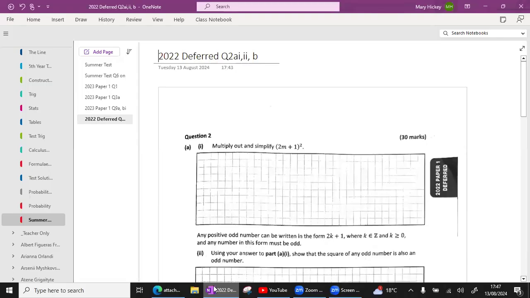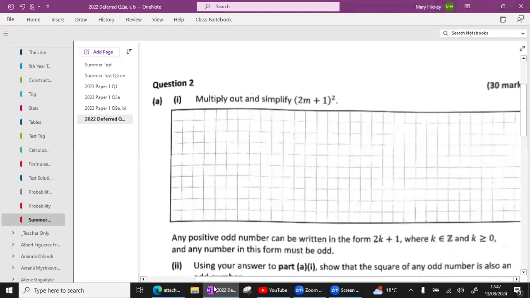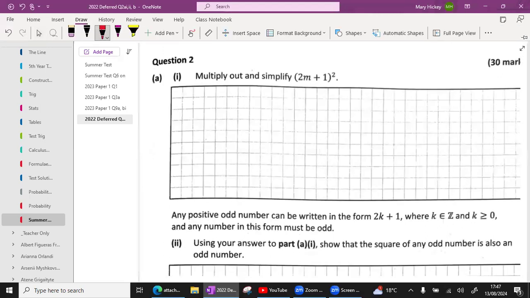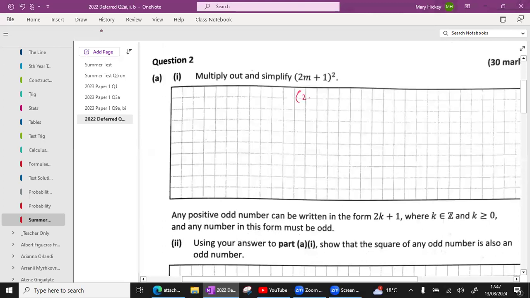Okay, 2022 deferred. Let's start with question 2a. Multiply out and simplify. Okay, couldn't be easier really. So we have squared, so we write it out twice and we multiply it out. So that gives us 4m squared plus 2m plus 2m plus 1 by 1 is 1. So we have 4m squared plus 4m plus 1. Job done.